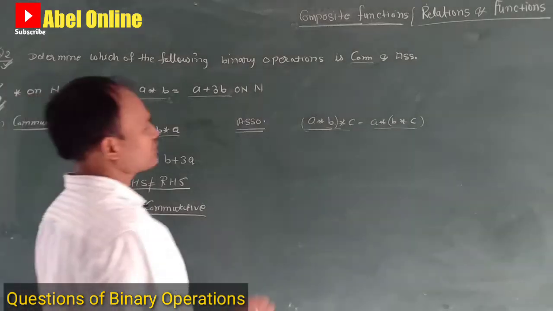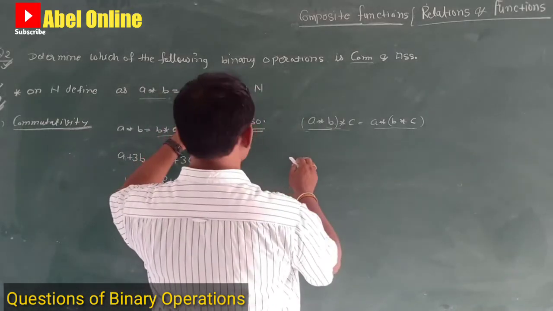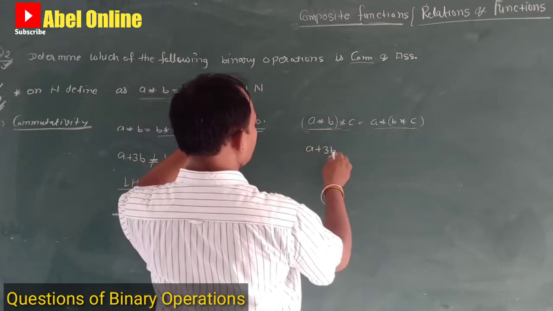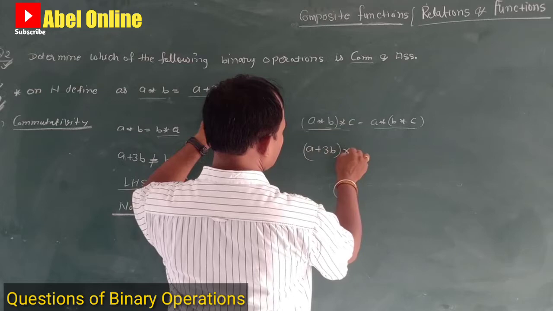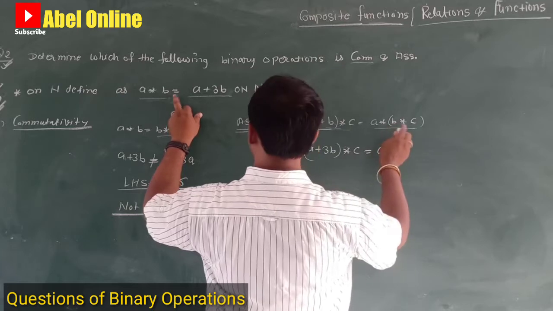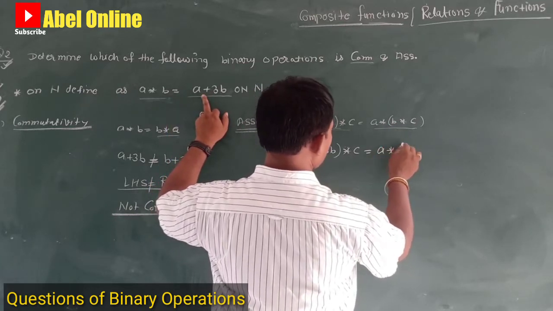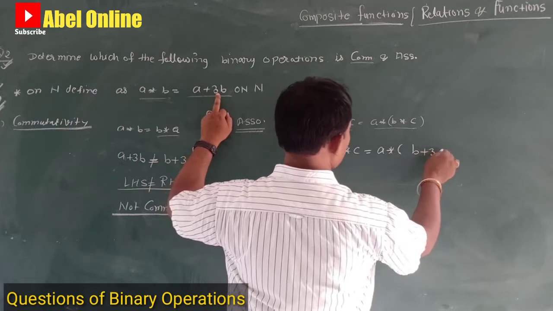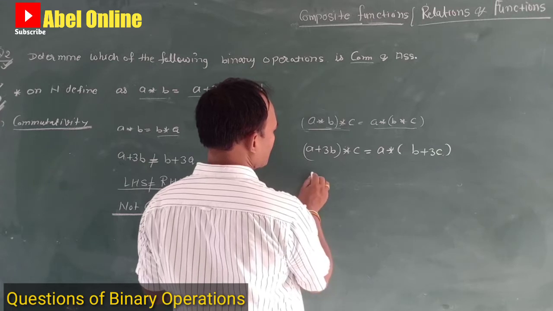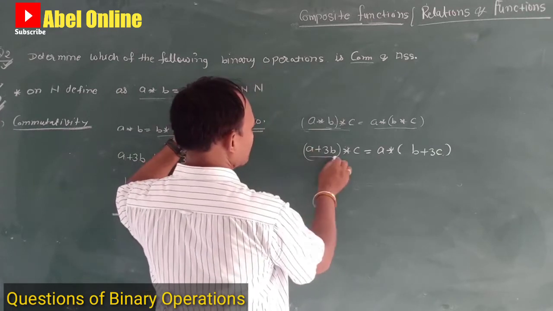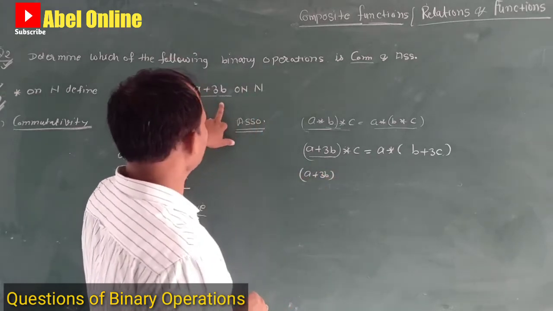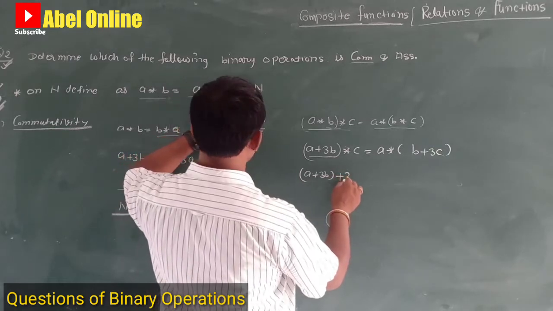Okay, so a star b star c equal a star b star c. The value of a star b means a plus 3b, and star c equal a means a, and b star c means b plus 3c. Now a plus 3b star c means the value of a means a plus 3b, and there is a 3 and the value of b is c.